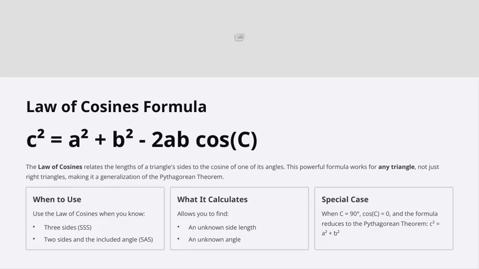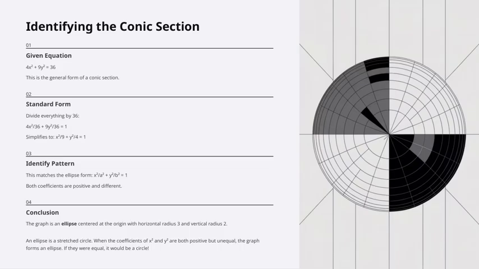And here's a neat special case. When angle C is 90 degrees, cosine of C is 0, so the formula simplifies down to the Pythagorean theorem. That shows how the law of cosines extends the Pythagorean theorem to non-right triangles, making it an essential tool in our toolkit. Let's take a closer look at this conic section.